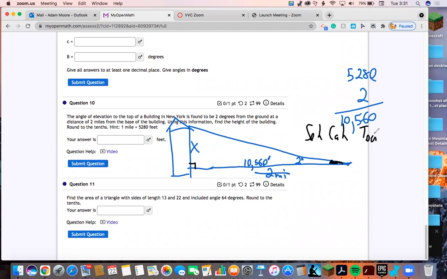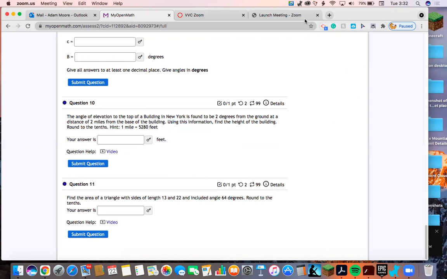TOA stands for tangent ratio, being opposite and adjacent here. That's our guy. So we'll set that up basically the same as those other ones. It'll be a tangent ratio of some degrees, in this case 2 degrees, equals the opposite over the adjacent, or x over 10,560. Then you just multiply it over there, get the x by itself, and call it a day. I know I make this look simple. If it's troubling you, it's okay. I just don't like to make the videos too long, that's all.